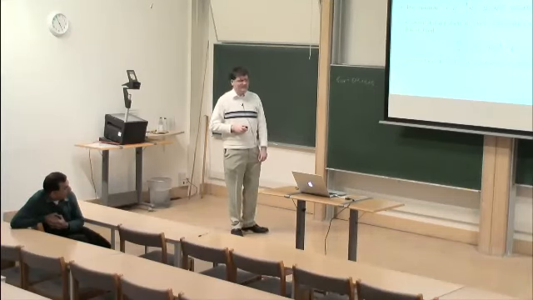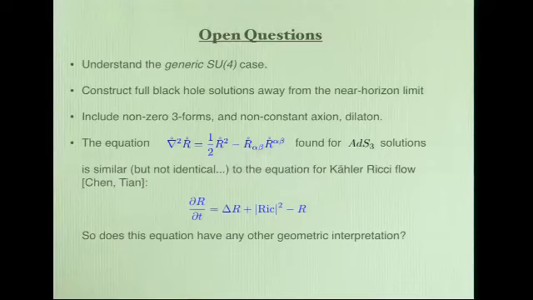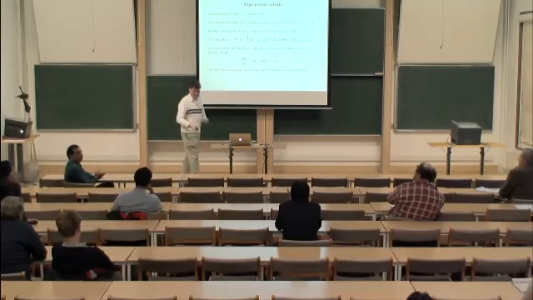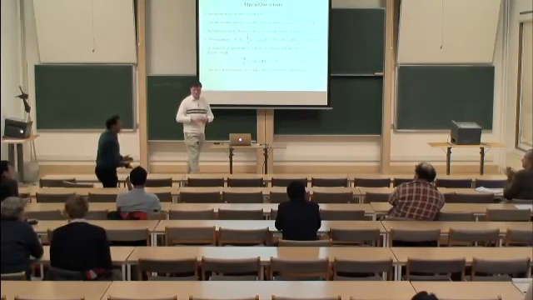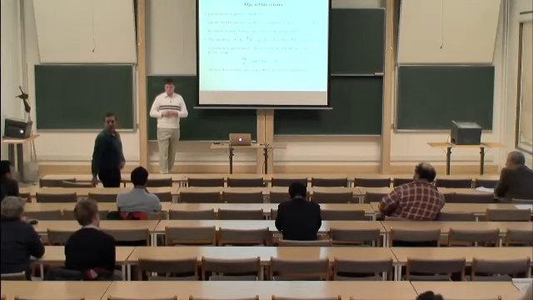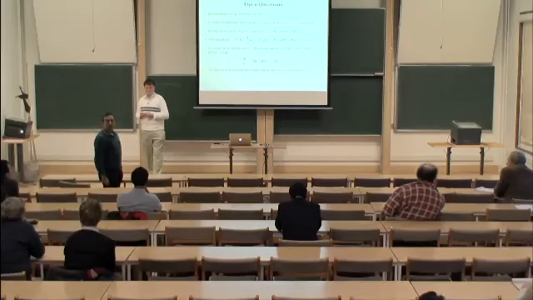And so it would be rather interesting to understand if there's some interpretation of this sort of equation, which has also, as I said, been found in the context of the AdS3 solution some time ago, in terms of some other geometric conditions. Okay. Questions? Comments?